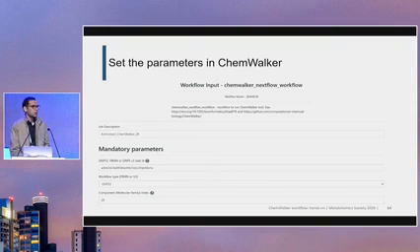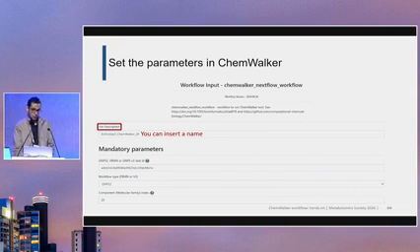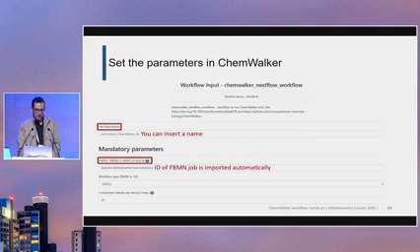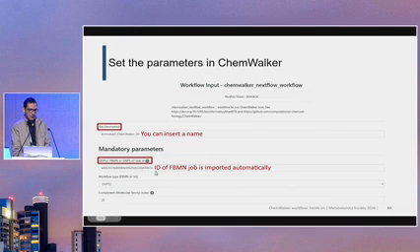Let's set the parameters in Ken Walker. Firstly, we have a job description. You can insert a name as you choose. In the mandatory parameters, firstly, we have the ID of the feature-based molecular networking job, imported automatically. Please don't change this ID. This ID corresponds to your analysis of feature-based molecular networking.